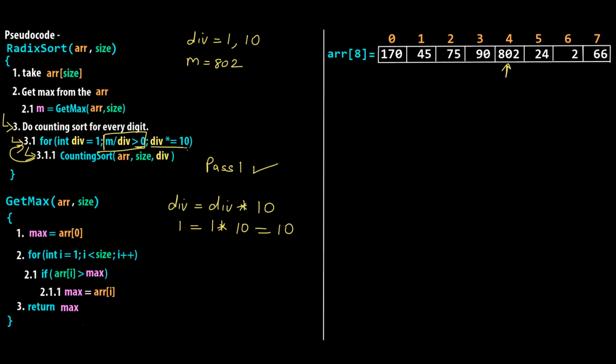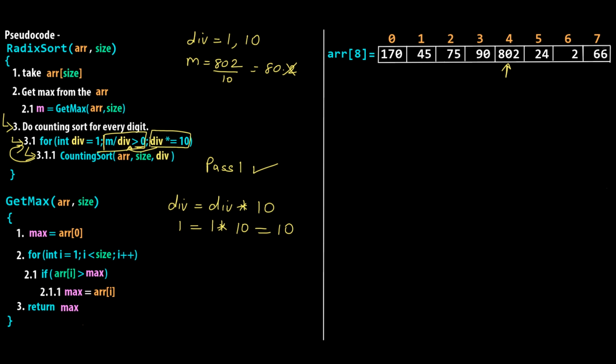But this condition, I hope you have understood, or this increment operation is happening in multiples of 10. So now, the second time div has become 10. Now again the condition will be checked, m by div. So this time div is 10. So 802 divided by 10 is equal to 80.2. But since m is an integer and div is also an integer, this fractional part will be truncated. Obviously it is not considered when we go ahead in the programming part.